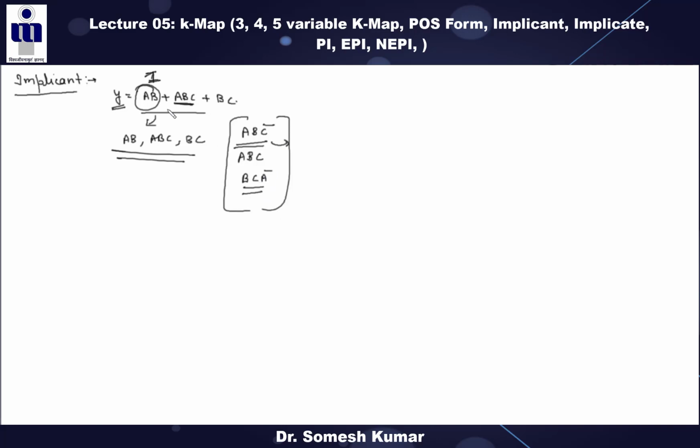So that's why we can say every minterm is an implicant, but every implicant is not a minterm, right? Understand my statement? Each minterm can be an implicant, but each implicant is not a minterm. Understand what I try to say? Minterms are those terms which contain every variable, while implicants are those terms which make this function a 1, right?